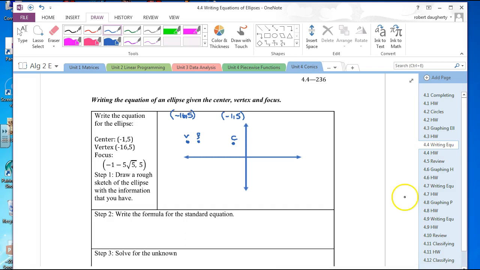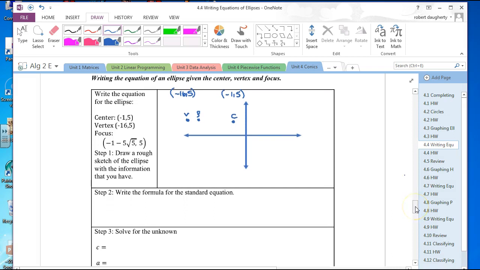So I'm trying to get it in the form (x minus h) squared over a squared plus (y minus k) squared over b squared equal 1. So I know the center, right? Center is negative 1, 5.